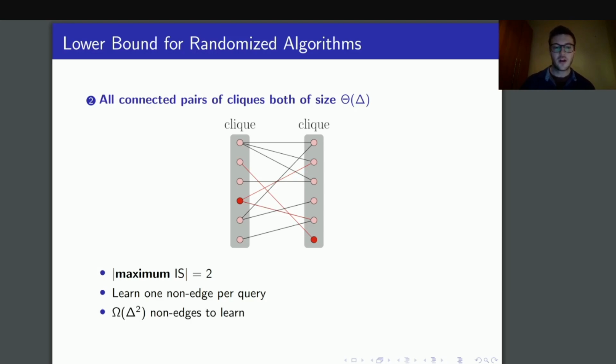And since there are omega of delta squared non-edges to learn, then this will require omega of delta squared queries. Combining the omega delta squared results with the omega log n results for the class of all n-vertex cycles yields our lower bound for randomized algorithms.